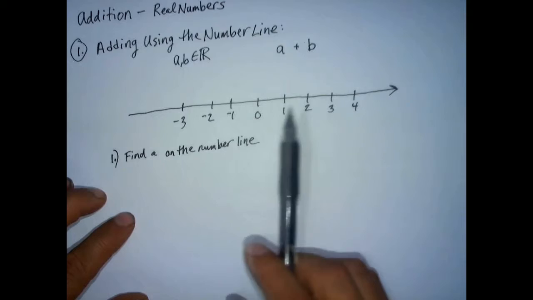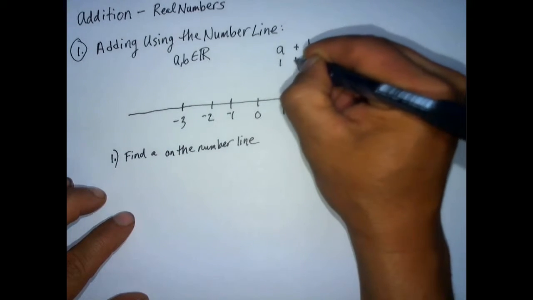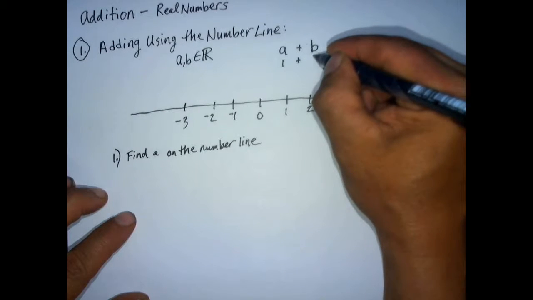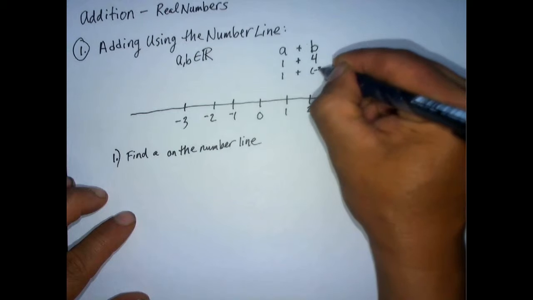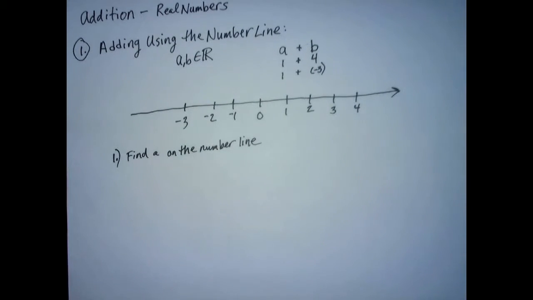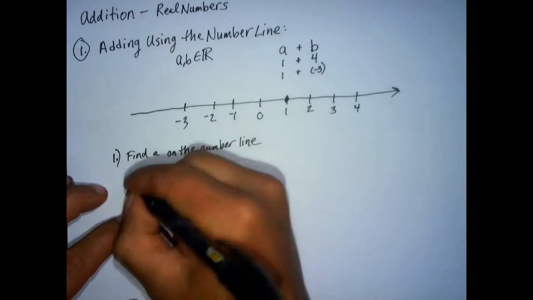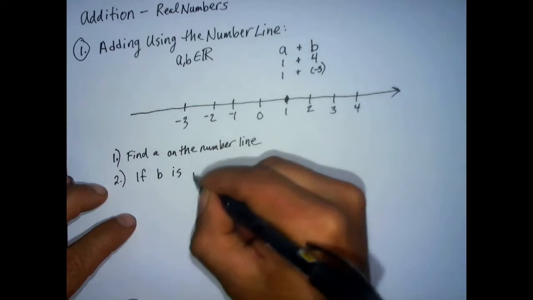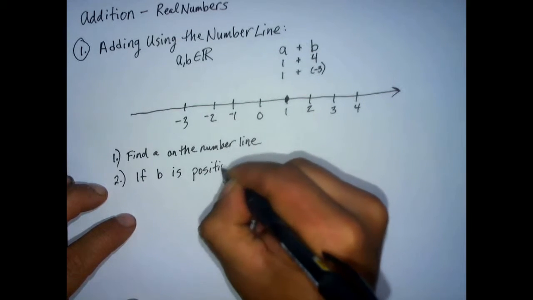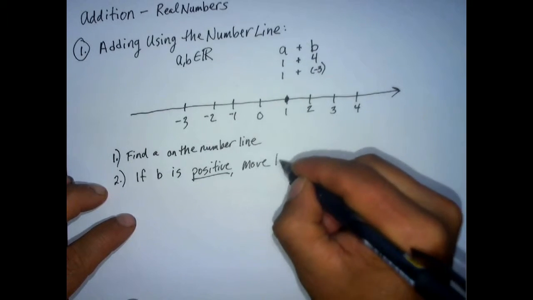So let's say A is 1. So we'll do 1 plus 4, and we'll do 1 plus negative 3. We'll just do both ones. So one's positive and one's negative. Okay, so here's 1. And then on the number line, if B is positive, move B units.